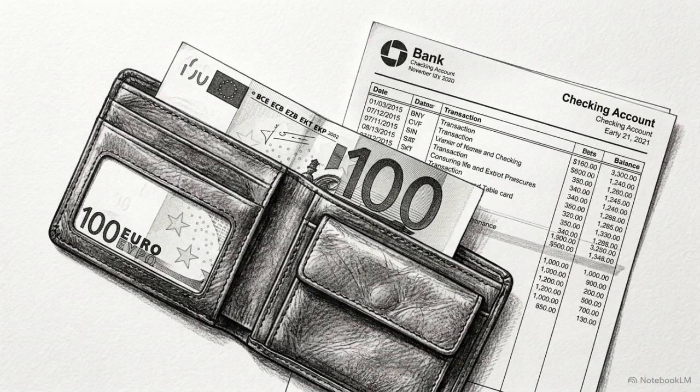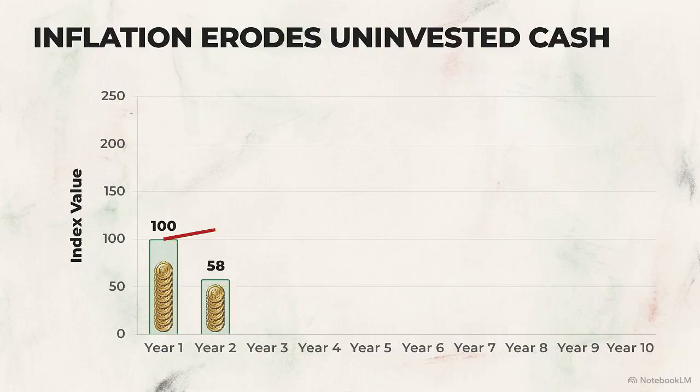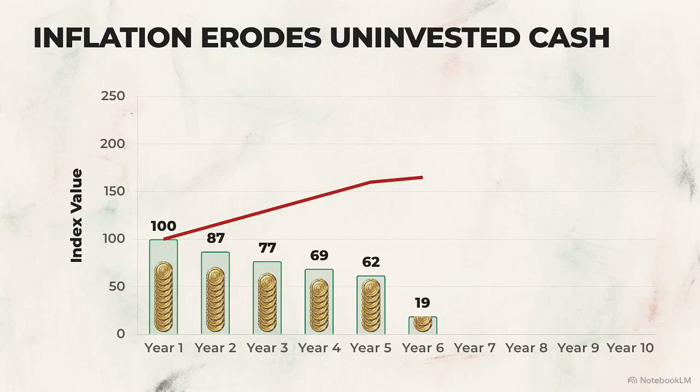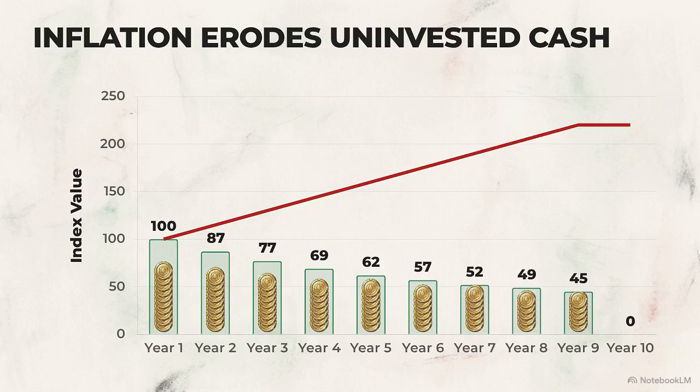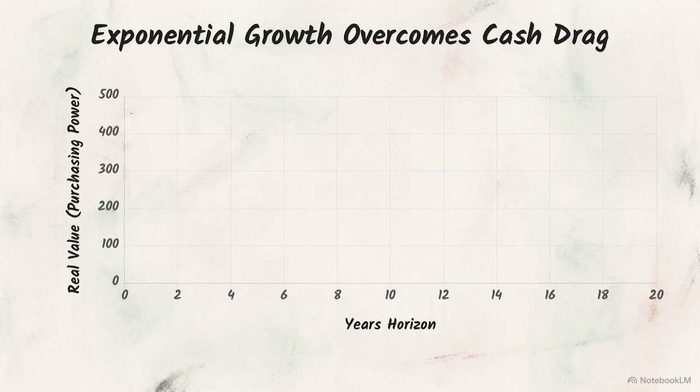Leaving money in a standard checking account guarantees a loss of purchasing power over time. As inflation steadily increases the cost of living, the actual value of uninvested cash strictly declines. This chart shows the long-term mathematical reality of that cash drain compared to the stock market.